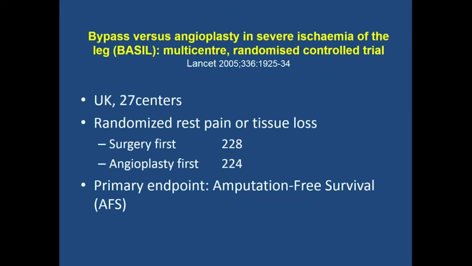So this has been a big question in our field, where to put the endovascular therapies versus the traditional surgical therapies. This is still the best study we have on this question, and it's an old study. It was published in 2005, and the later results published in 2008, called the Basel trial. It's a European trial done primarily in UK. 27 centers of patients with rest pain or tissue loss, randomized either to bypass surgery first or angioplasty first, with the endpoint of amputation-free survival.